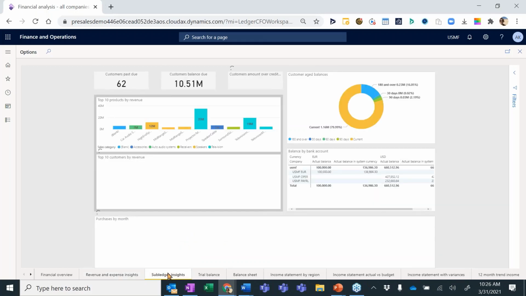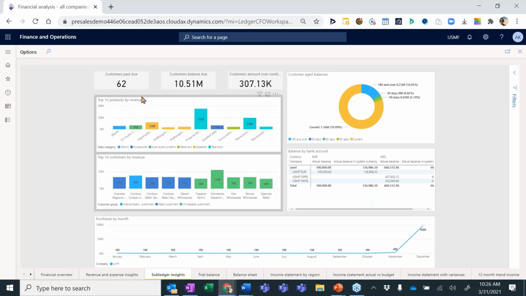I have some sub-ledger insights: top 10 products by revenue, again running off of the item group. So it's picking up those item groups, and this is what it's projecting out for me, and then cross-comparing that to the sales categories. Who are my top 10 customers? What does my aging look like?